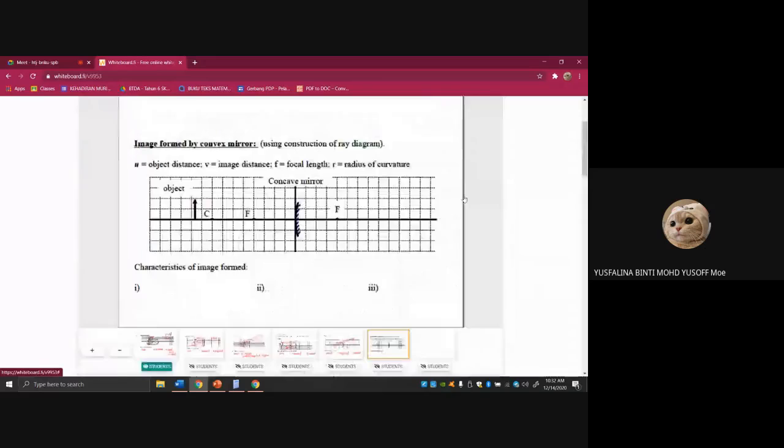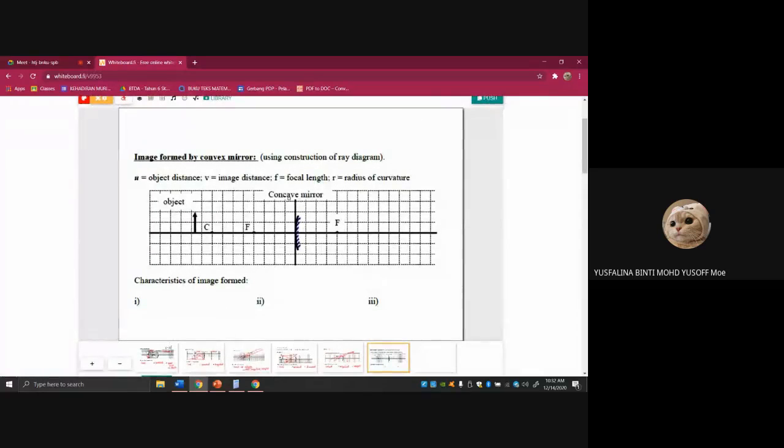Okay, this one is actually convex, right? So just ignore the label here. This one should be convex, not concave. Concave should be like this, concave should be like that. So this one is actually convex.